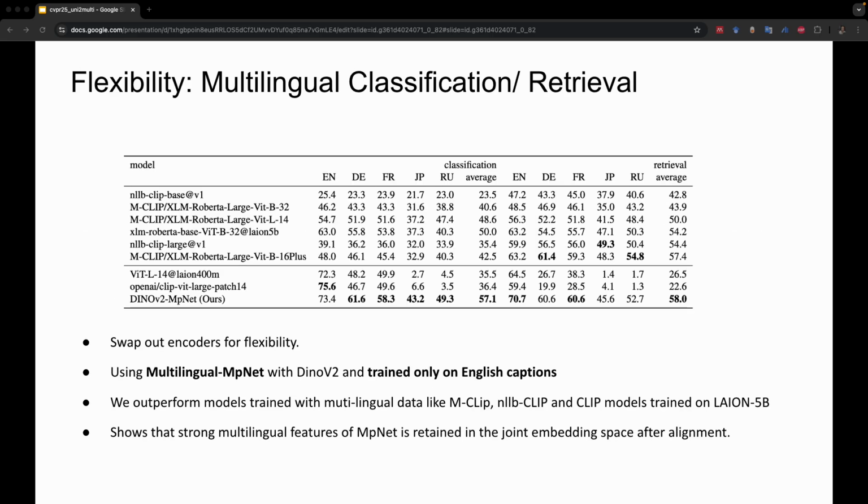Thanks to our modular setup, we can swap in a multilingual text encoder like multilingual MPNet. Even though our model was trained only on English captions, it outperforms multilingual models like MClip, NLLB Clip, and even Clip models trained on LAION 5B, which includes captions in over 100 languages. This shows that the inherent multilingual capability of the text encoder is retained after alignment without needing any multilingual supervision.